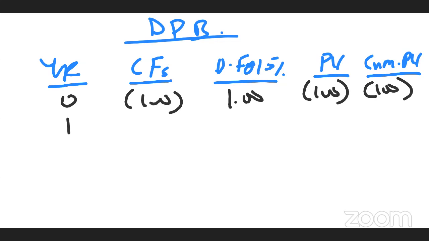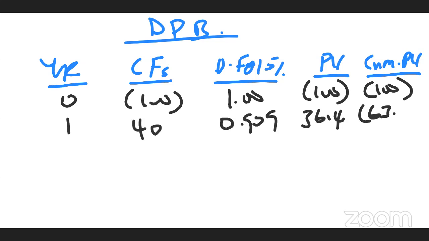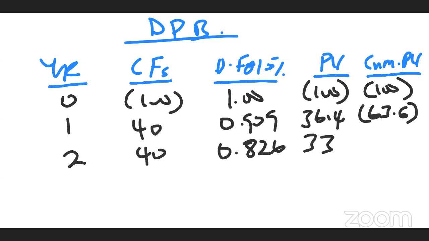Then in year one, you know the annuity was 40,000 every year. So year one, we are having 40. Now, discount factor at 10% in the first year is 0.909. So that's going to be 36.4. Cumulatively, it will reduce it to 63.6. We come to year two, still 40. Discount factor is 0.826. We get a present value of 33, approximately. It will reduce it to 30.6. Remember, it's still negative, all right?